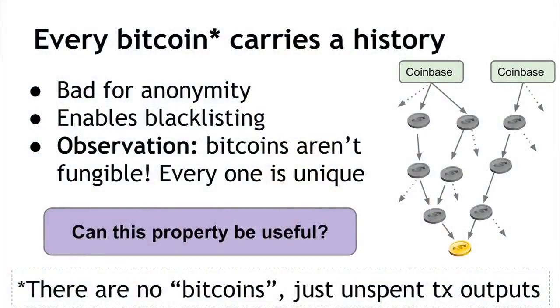So could this property be useful? I've argued that it's bad. It's bad in that it has problems for de-anonymizing people or for potentially blacklisting, and that maybe it means Bitcoins aren't even fungible, which is a very interesting property for a currency to have from an economic standpoint. But I'll actually be arguing in the rest of this section that this can be a very useful property if we give meaning to that history.